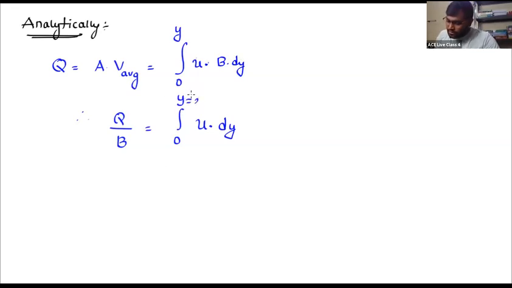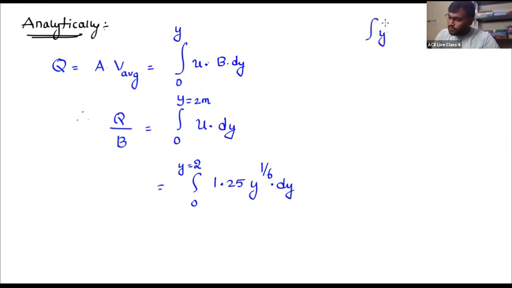So now you please put in those values. What is the y value over here? The y value is going to be 2 meters. So now you integrate from 0 to 2, y equals 2. And what is the function I have mentioned? 1.25 y to the power of 1 by 6 into dy. So you can take out this 1.25, and the integral of x to the power of a is x to the power of a plus 1 by a plus 1, right? Like the integral of x square is x cube by 3.